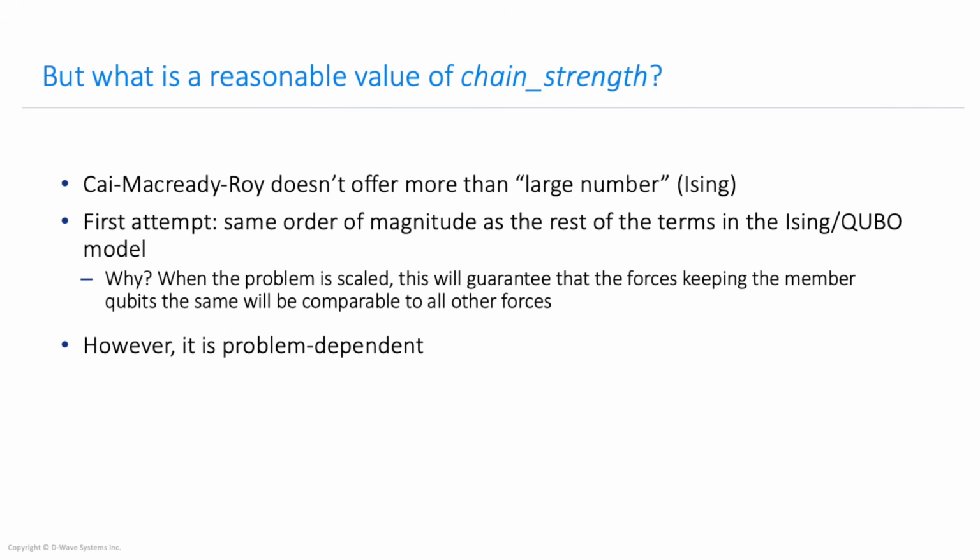But you could still raise the same question, what is a reasonable value? In other words, even the software methods are indicating that we're just giving you a rough area. And Choi and Roy doesn't offer more than a large number, is what it says. And so the first attempt should be, the chain strength should be the same order of magnitude as the rest of the terms in the Ising or QUBO model. And the reason for that is that when the problem is scaled, that'll guarantee that the forces keeping the member qubits the same will be comparable to all other qubit forces in the problem. But of course, it is problem dependent.